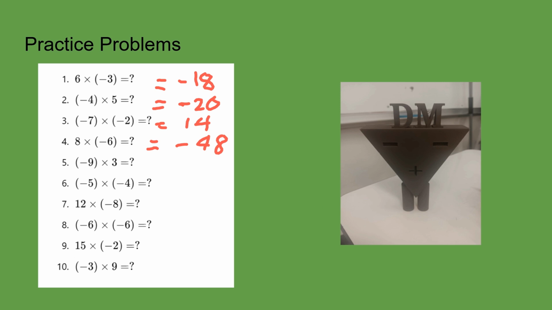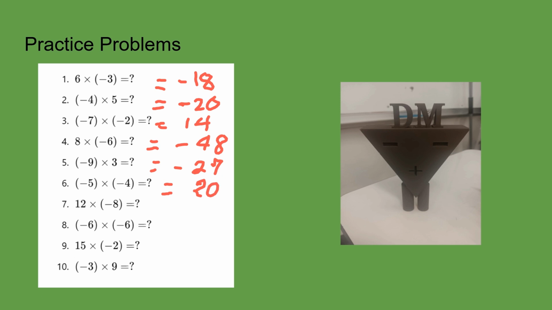Okay, next. So we have negative 9 times positive 3. So the answer will be negative 27. Okay, all right. It's easier because we have Mr. Dorito Man helping us. Okay, how about negative 5 times negative 4? Okay, so it will give us an answer of 20.